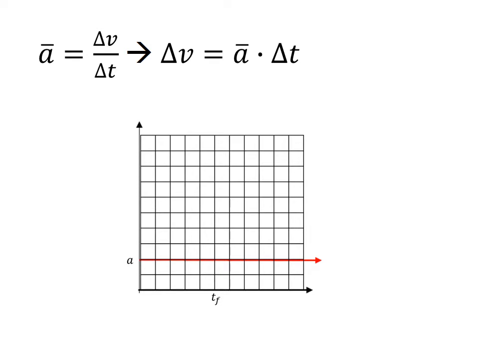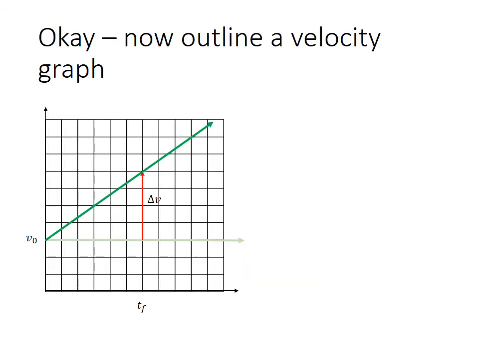Now, to find that, graphically, that's just a rectangle on this graph. Okay? And the area of that is base times height. So delta T on the base and the height is the acceleration. That's my delta V.